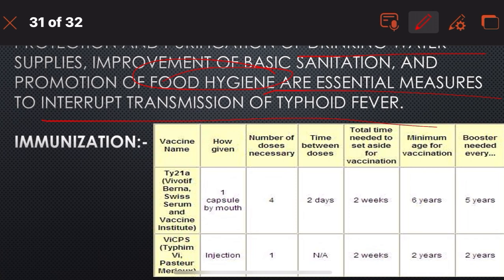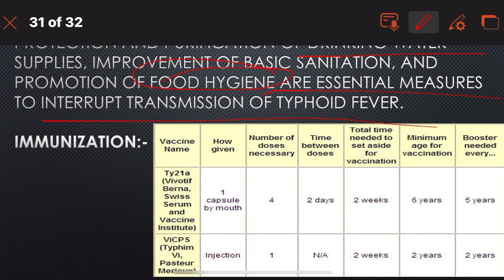21A is Vivotif Berna, from the Berna Biotech Bern Swiss Serum and Vaccine Institute. How is it given? Orally in the form of a capsule.